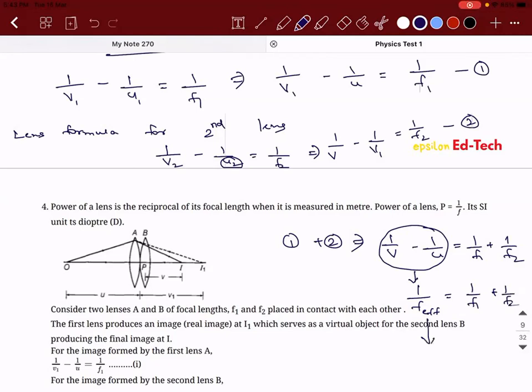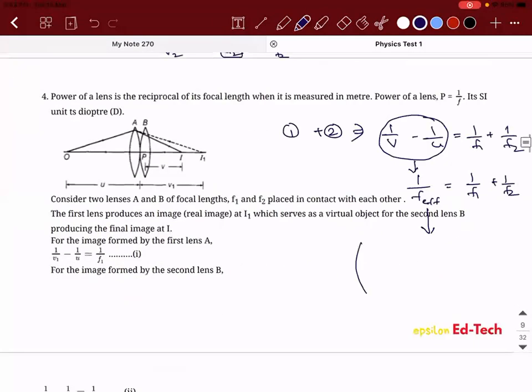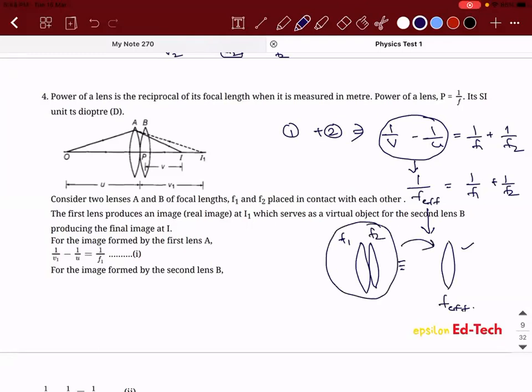I hope everybody understood what f effective means. When two lenses are in contact, you can replace them with one lens whose focal length is f effective, while the focal lengths of the individual lenses are f1 and f2. Means you're replacing these two devices with one device which will do the exact work that is done by these two lenses put together.